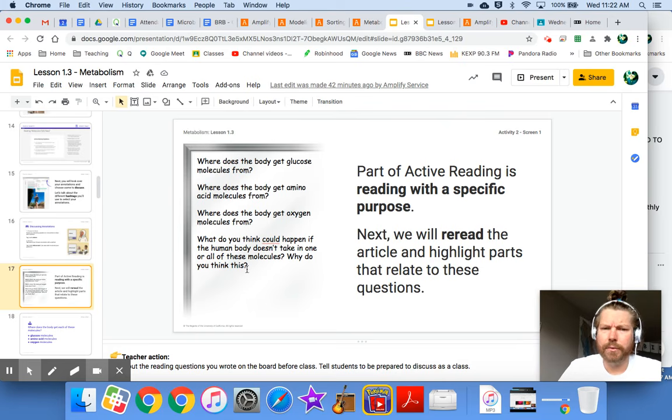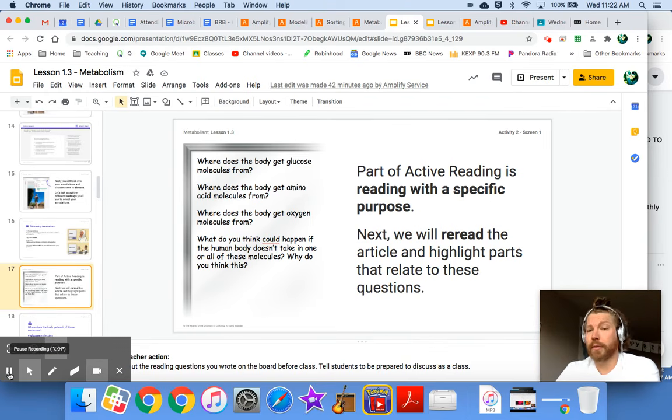And this one also: what do you think could happen if the human body doesn't take in one or all of these molecules? Why do you think this? So try to answer that question as well. There isn't a place for you to actually type out your answers in Amplify, but I do want you to go back and highlight in the article where you can find the answers to these questions. So go ahead and pause and do that right now.